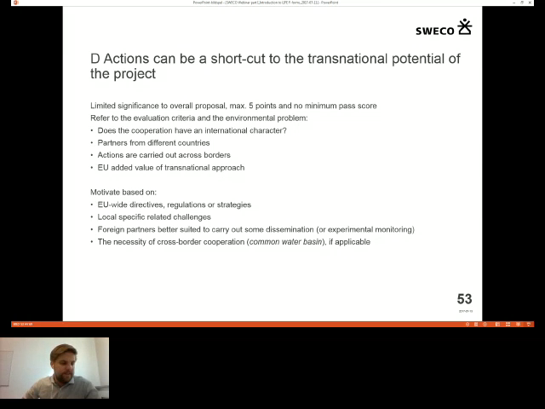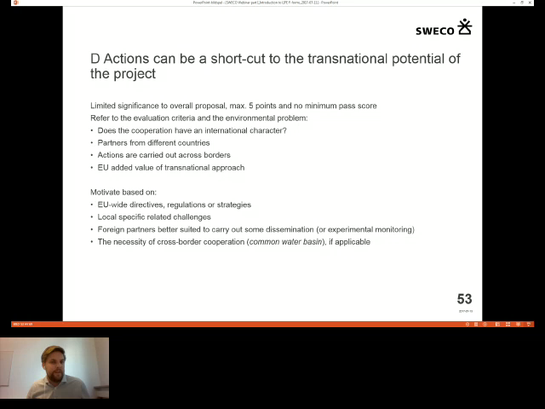So instead, like always, I advise you to look back onto the environmental problem and then start thinking, does the cooperation have an international character? Is the problem of international character, and does it require cooperation across borders?